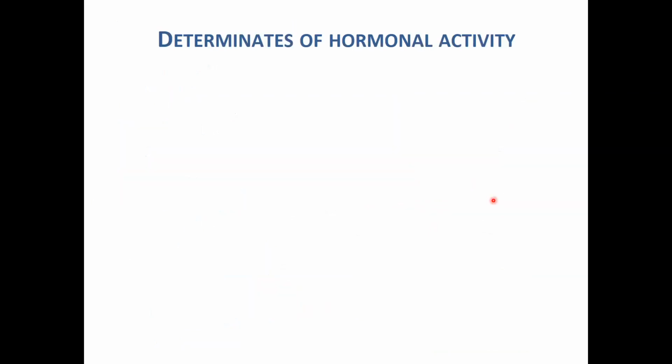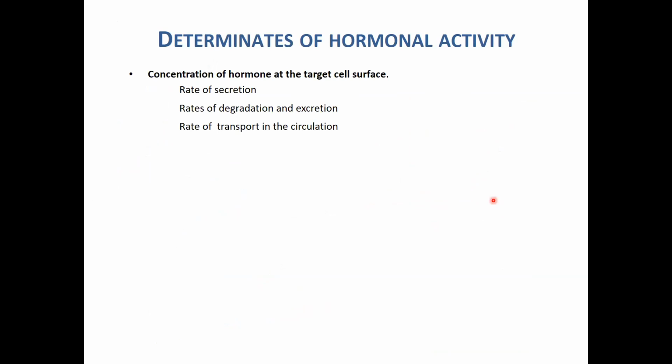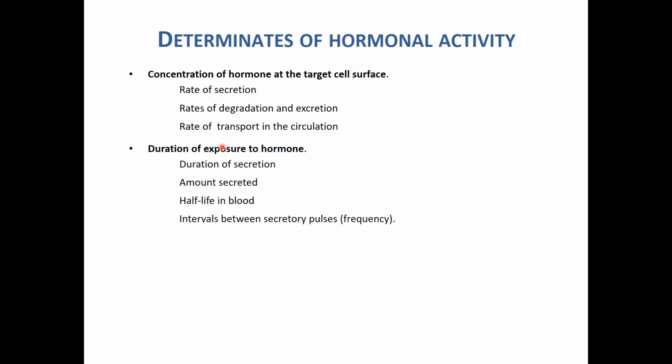So, determinants of hormonal activity. I think these are fairly simple, so I've just penned down a few. What determines the hormonal activity? The concentration of the hormone at the cell surface. That's going to be related to the rate of secretion, the rate of degradation, the rate of excretion, and the rate of transport. We also have how much hormone is there, and the duration of exposure.